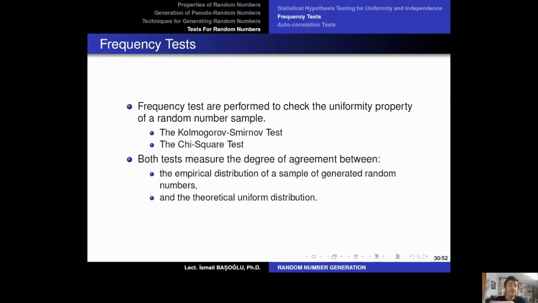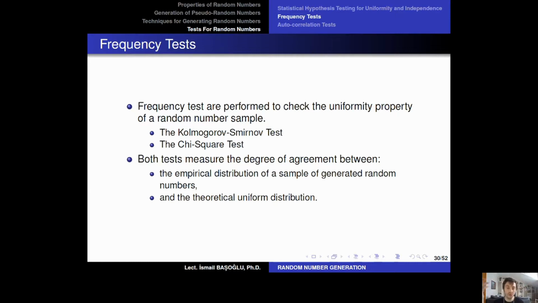Now, we are going to explain frequency tests where we check the uniformity of our random number sample. And we can use either of the following two tests, Kolmogorov-Smirnov tests and chi-square tests. Both these tests measure the degree of agreement between the empirical distribution of a sample generated from random numbers and the theoretical uniform distribution.